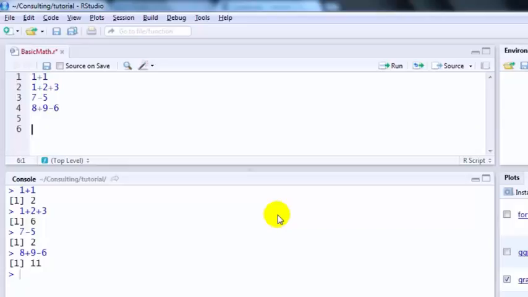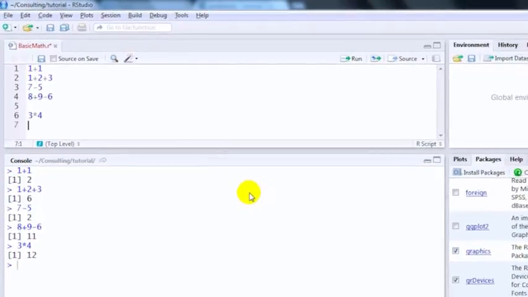Similarly, multiplication. 3 times 4 gets 12. And again, you can string them together. 4 times 3 times 2 gets 24. Division is similar. 4 divided by 2 gets 2.